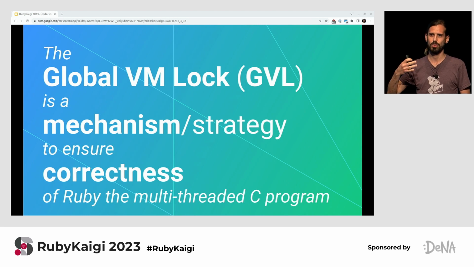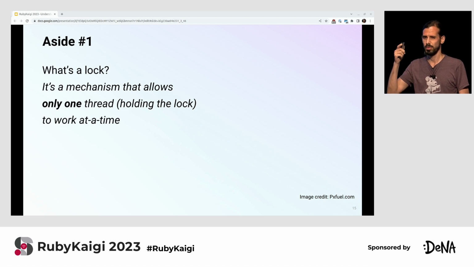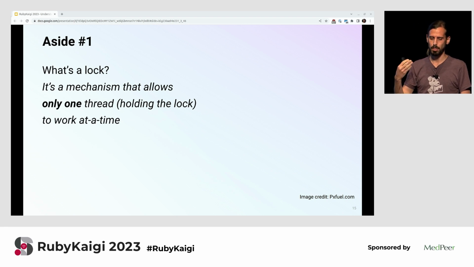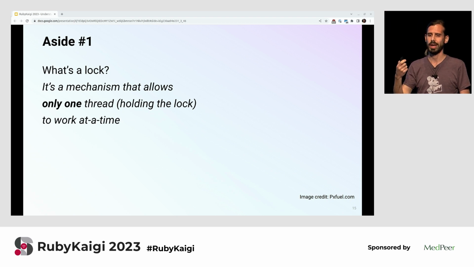But at a high level, you need to think about the global VM lock as just a mechanism inside the VM to ensure correctness. So as a quick aside, if you've never used locks, or you don't remember, I heard about a lock, but I don't quite remember what it is. The idea of a lock is that it's a mechanism that allows only one thread, the thread that is holding the lock, to work at a time.